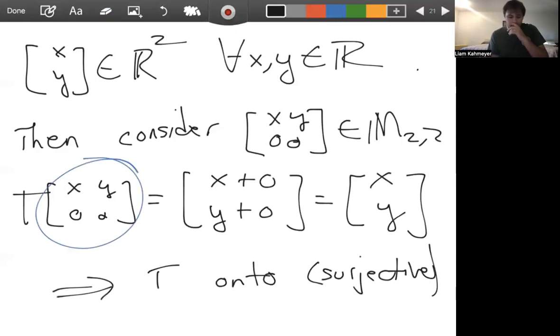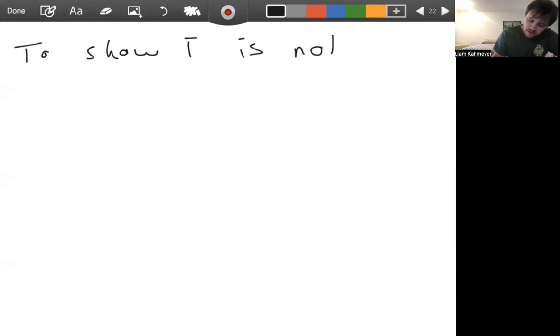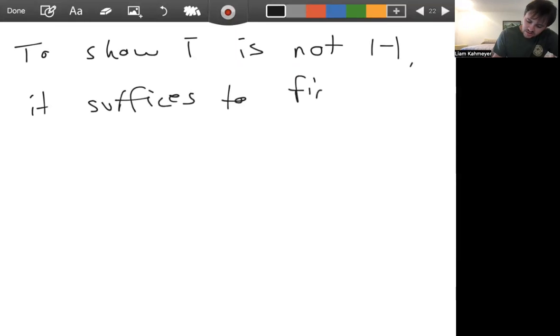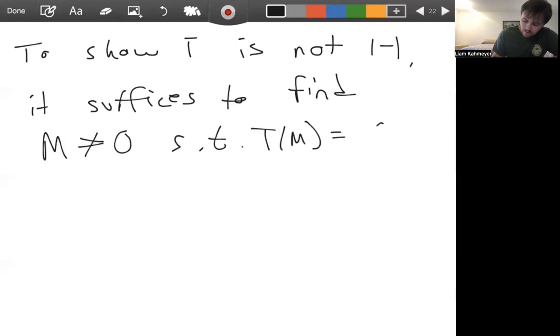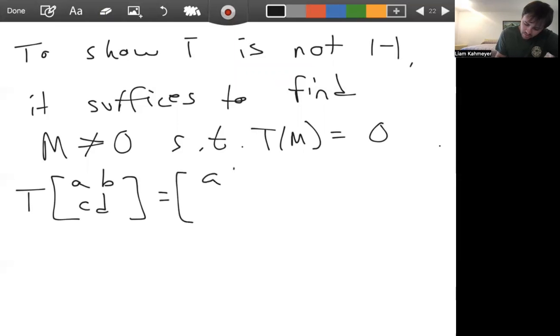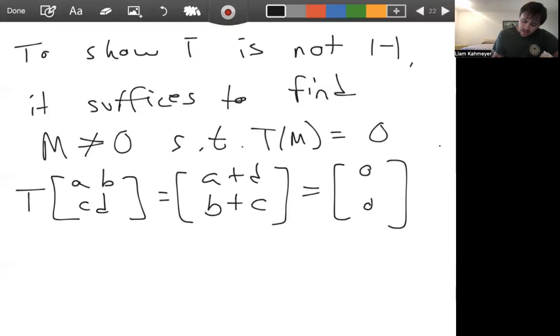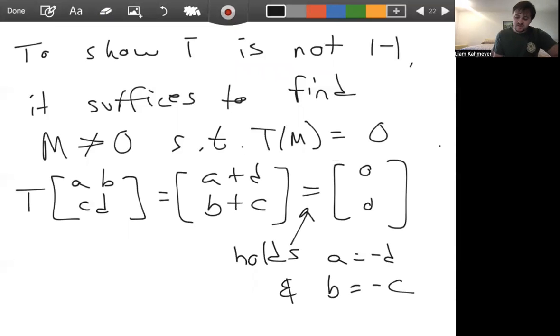Right? Okay. How do we show it's not 1-to-1? Well, to show T is not 1-to-1, it suffices to find a matrix M which is not 0 such that T of M equals 0, right? Well, we're looking at the map T of A, B, C, D equals A plus D, B plus C. If we want this to be equal to 0, 0, this holds anytime that A equals negative D and B equals negative C simultaneously.